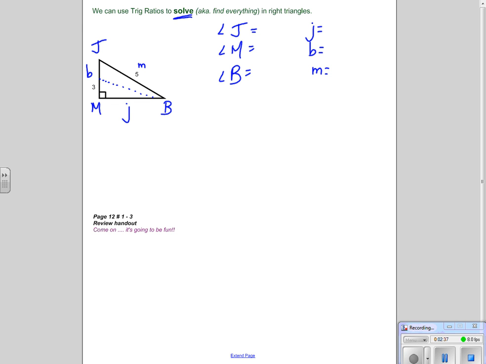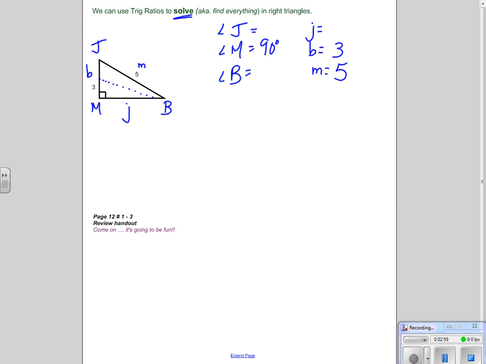Should have done that in the same order. Anyways, we have 3 and 5 and 90 degrees. So little m, little b, and 90 degrees. You can't find other pieces of information unless you are given 3. So we have an angle and 2 sides, and we want to find the other 3.